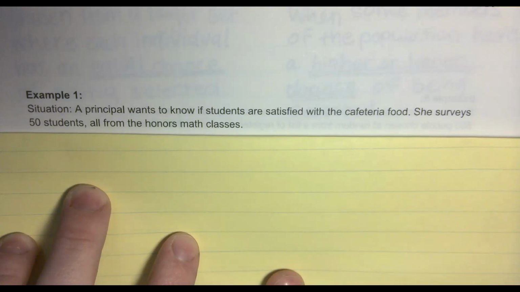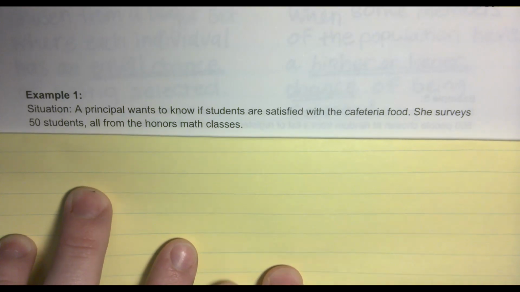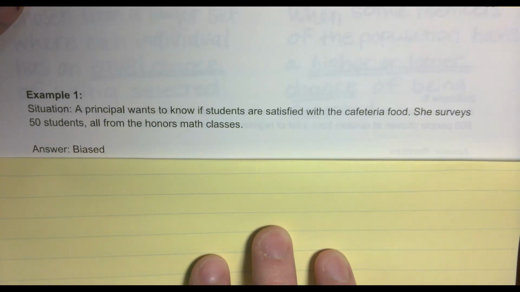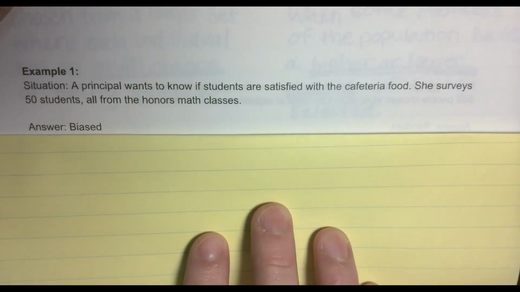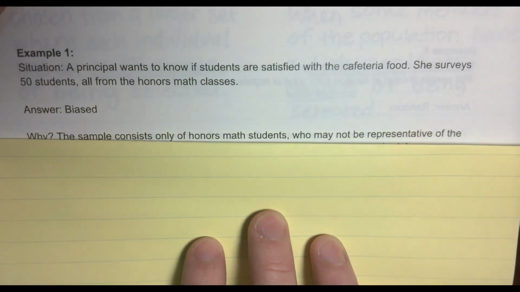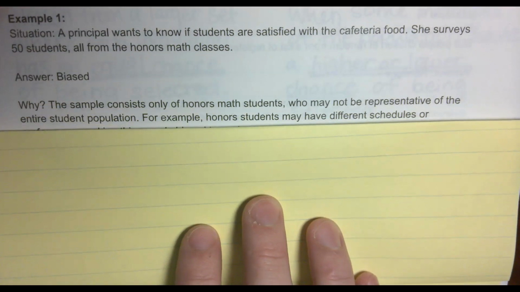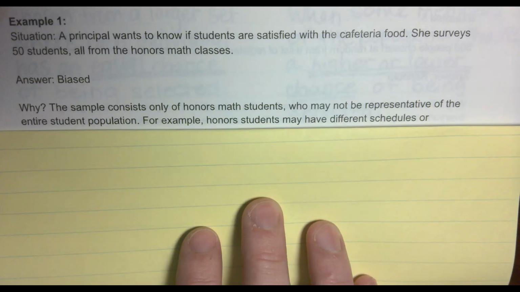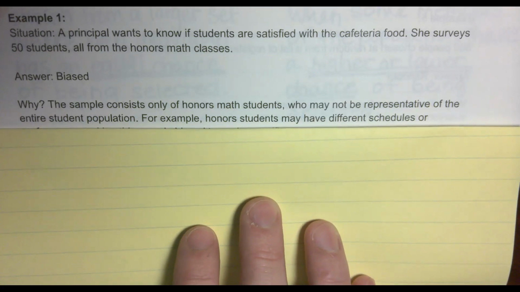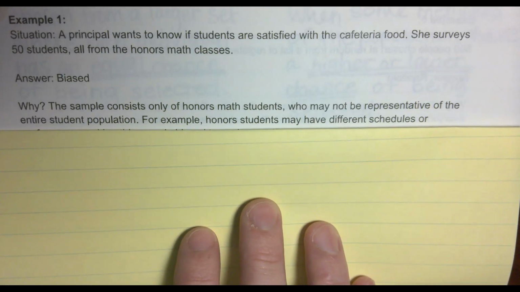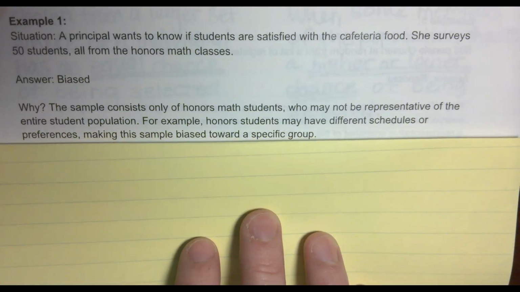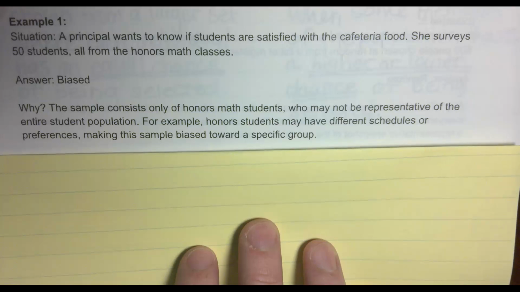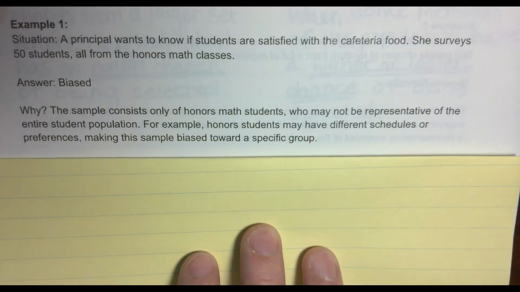Is this biased or is it random? Yes, it is biased. Very good. And here's the explanation that they give. It says, the sample consists only of honors math students, and that may not be representative of the entire student population. So for example, honors students might have different schedules or preferences, and that would make the sample biased towards a specific group. All right.